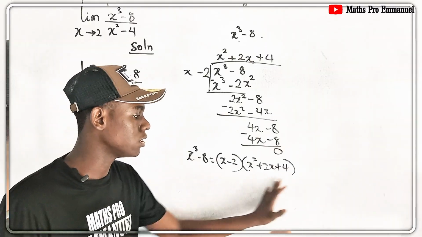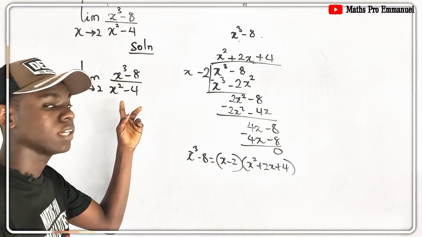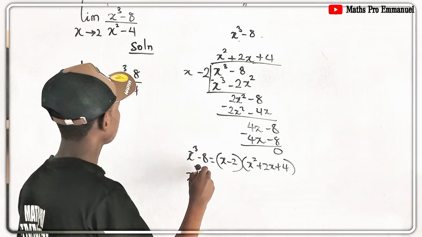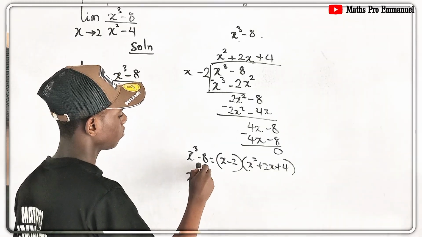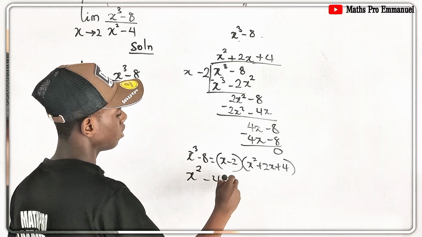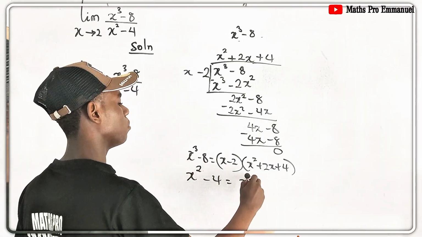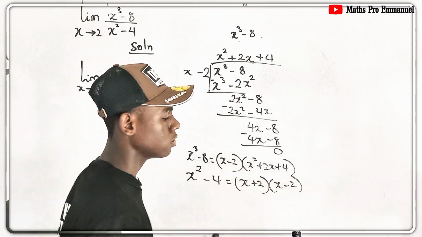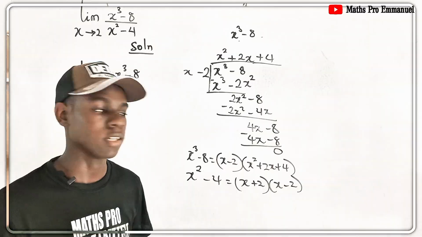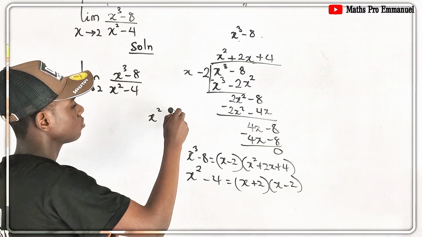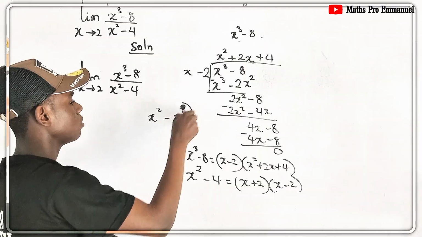So I'm just going to put this in place of this here, and then x squared minus 4. Let me factorize that one. X squared minus 4 will now be equal to x plus 2 into x minus 2. I believe you know this. This is what we call difference of two squares. This came from x squared minus 2 squared.